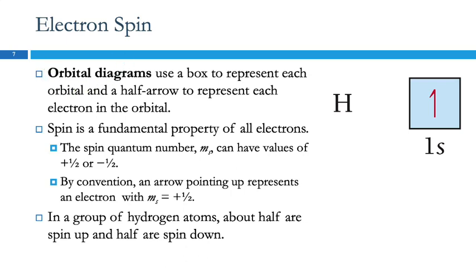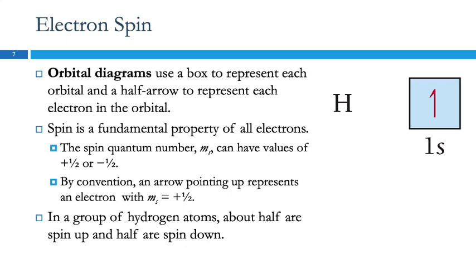Orbital diagrams are another way of showing what levels and what orbitals the electrons are in. So here, this is the orbital diagram for hydrogen. It's a box labeled 1s, and the electron is indicated with an arrow. This arrow only has half of its head. This one's pointing up. The direction of this arrow tells us what the spin of the electron is. Pointing up is positive 1/2 spin, pointing down is negative 1/2 spin.